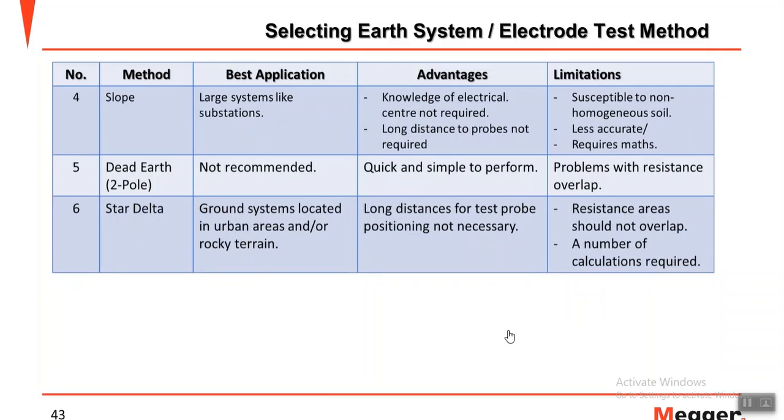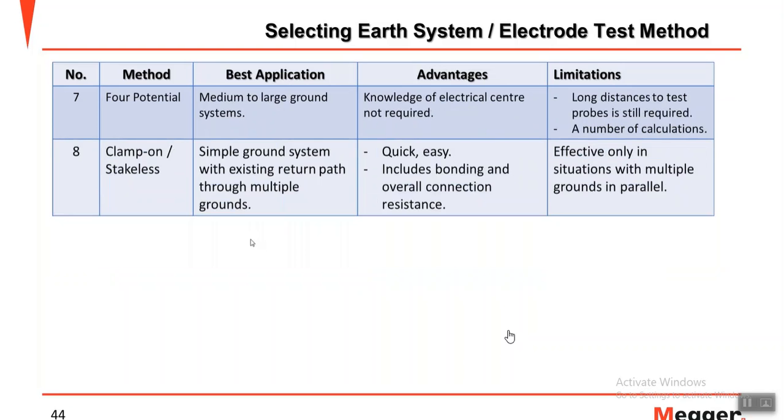And that are so far not really recommended for the two-pole method, but you can use this method together with the star-delta method, because star-delta uses that method to measure each resistance on the measurement. And for a star-delta ground system located in an urban area where there is limited space, you can try to measure with the star-delta method. For potential in medium to large ground systems, it can be used also.